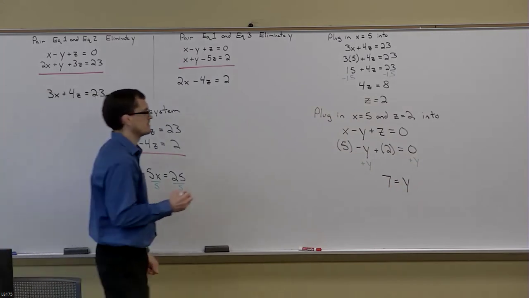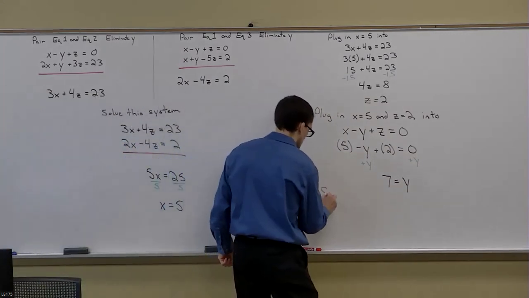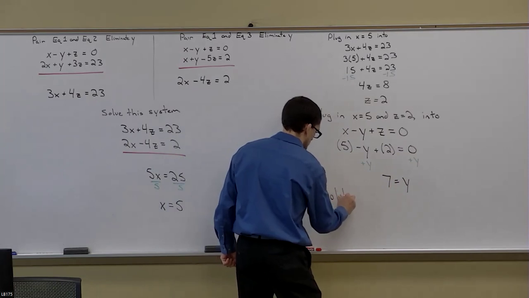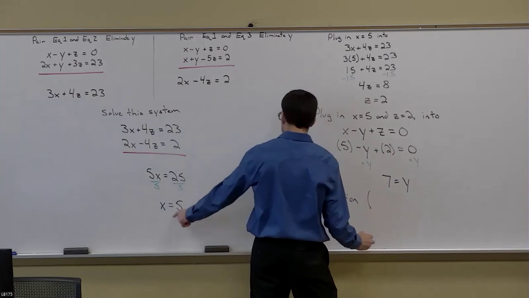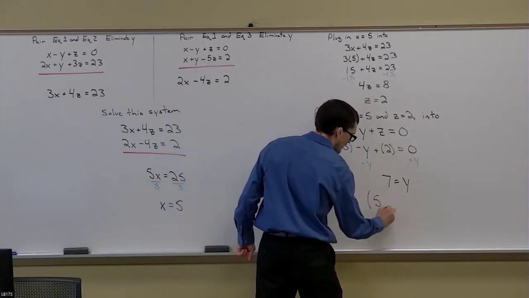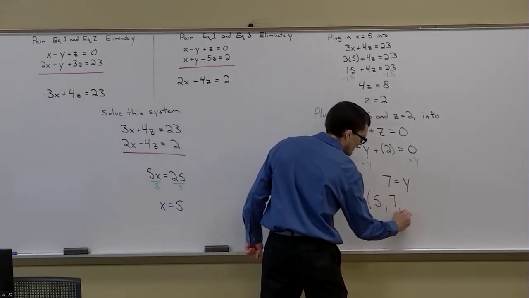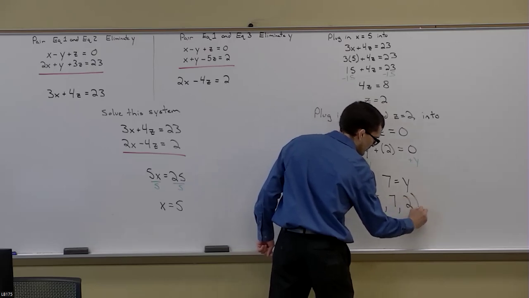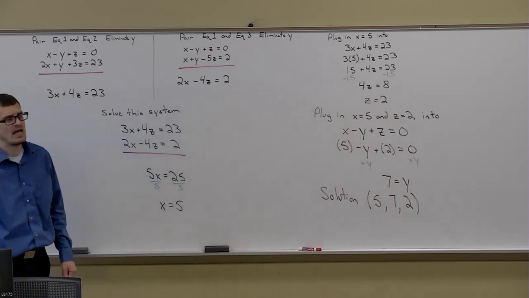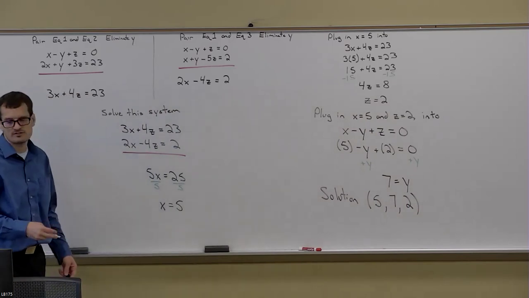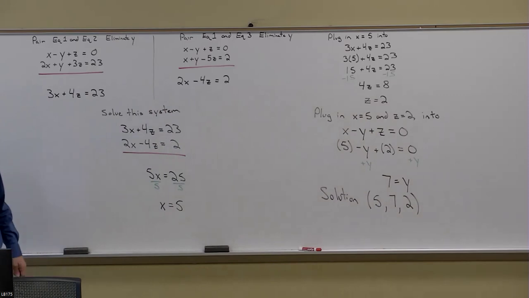So my solution is when x is 5, when y is 7, and when z is 2. And we always write our solution in alphabetical order, if there's ever a chance that it could happen like that.